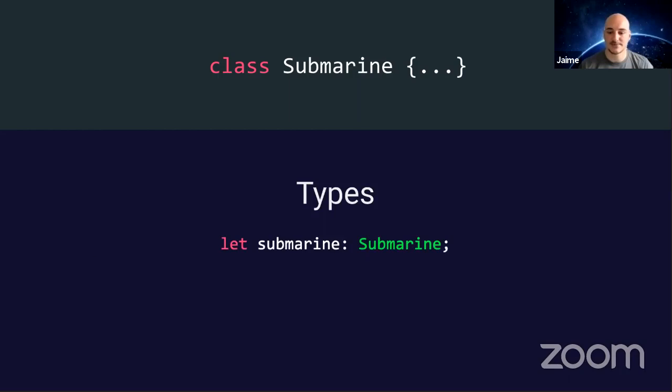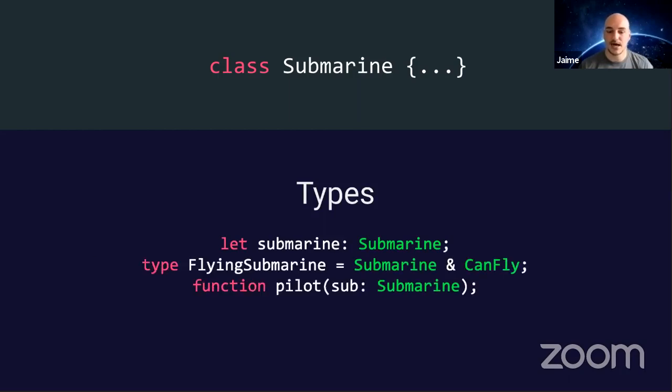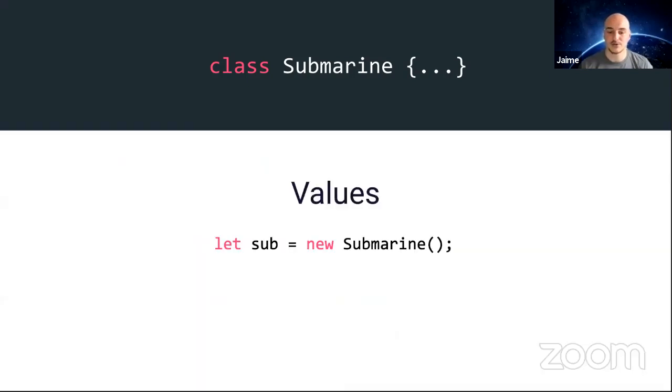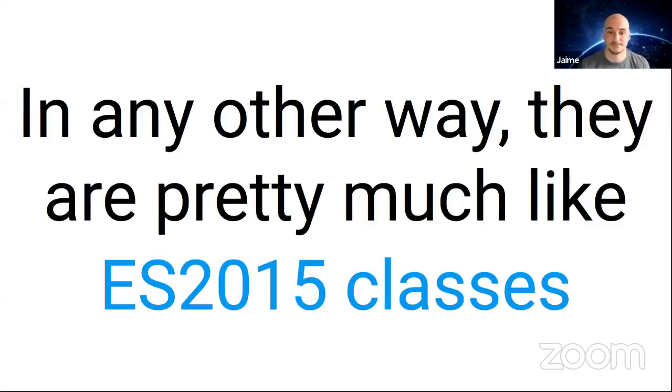So in types, we have Submarine. We can use it with type operators, and we can also use it as the type of an argument to a function. On the values side, we just have the value itself that we use at runtime, and we can also use it to check for types because it's actually a value. So that's one of the ways in which you can check for types. Normally, you would rely on polymorphism, but if you need to check a type at runtime, this is how you could do it. You can take advantage of classes.